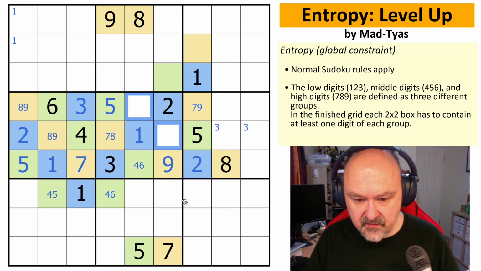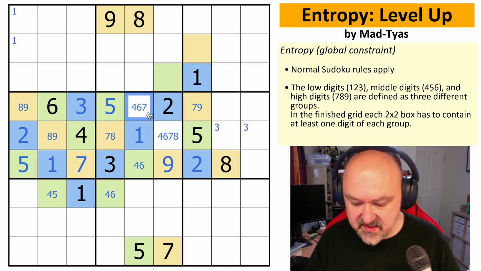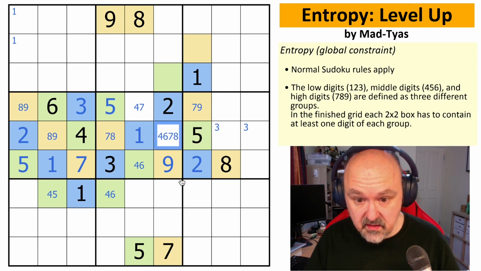And in here, I've got 4, 6, 7, and 8. That's a quad I'm going to mark because I can take 8 out of there. I can take 6 out of there. I can take 7 out of there. And 4 out of there.